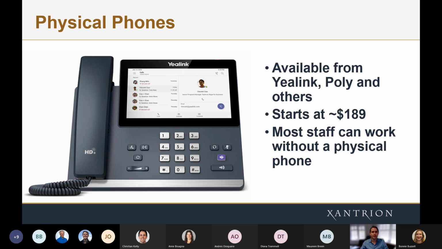Everyone has a smartphone these days, or most people have a smartphone these days. And most smartphones came with a headset at one point in time. Apple stopped doing that, but most people probably have a wired or wireless headset at their house that plugs into their smartphone, and that makes a perfectly good substitute for a desk phone if you're using the Microsoft Teams app on your smartphone.